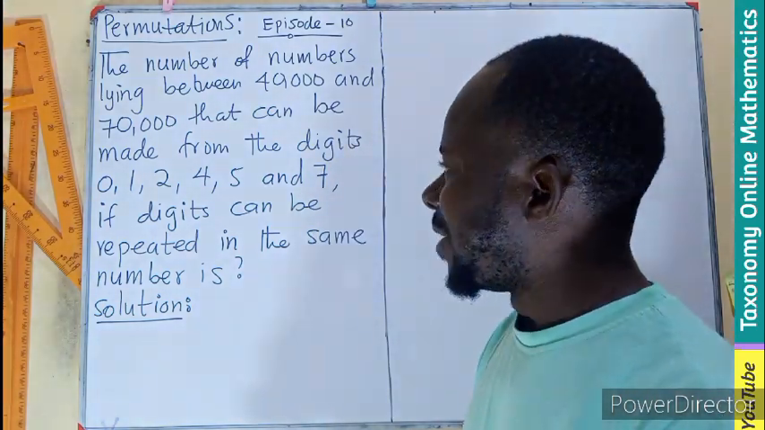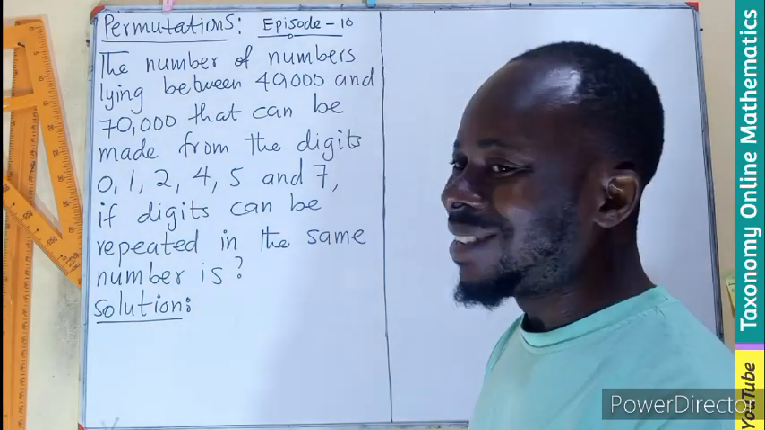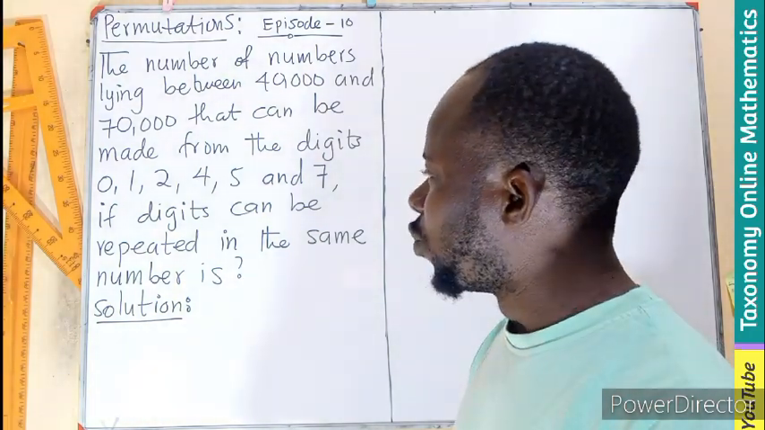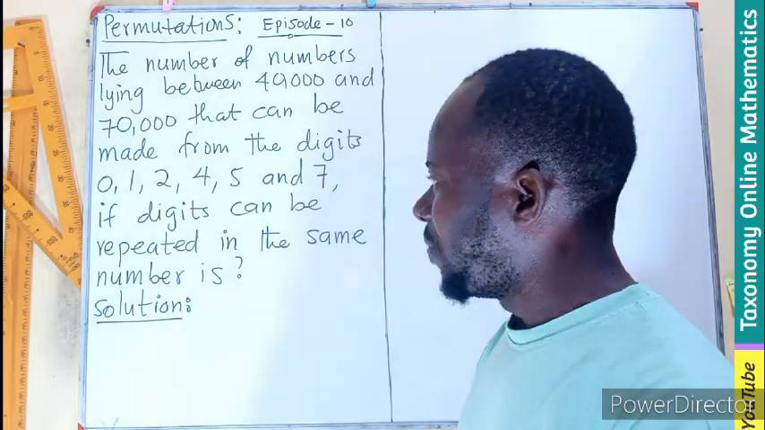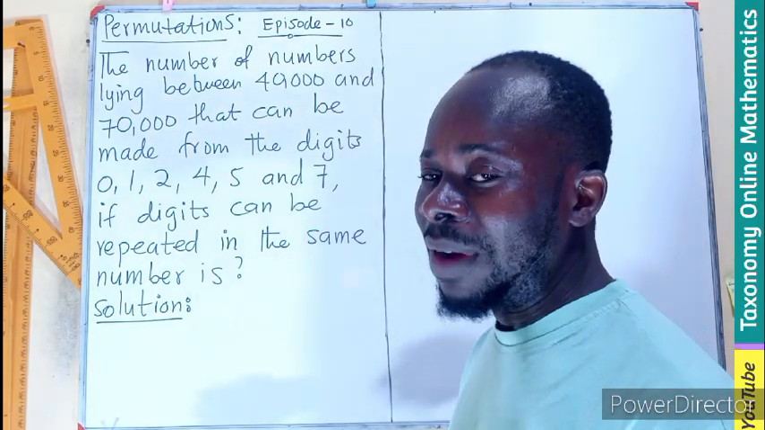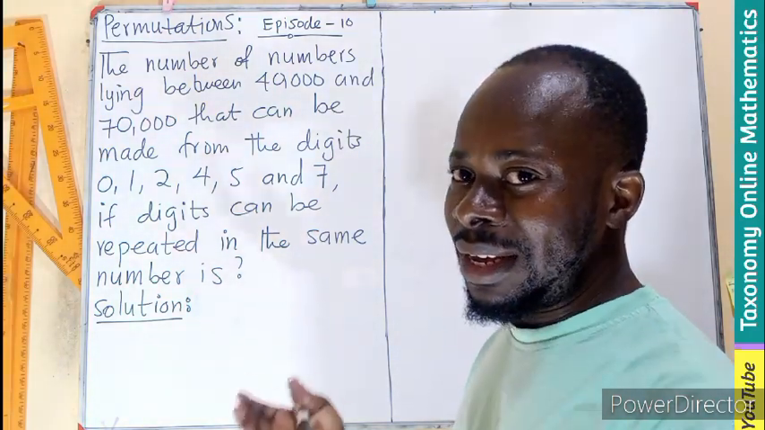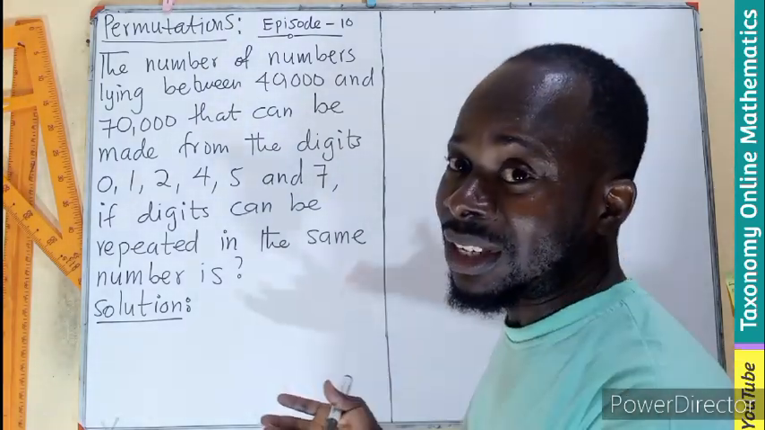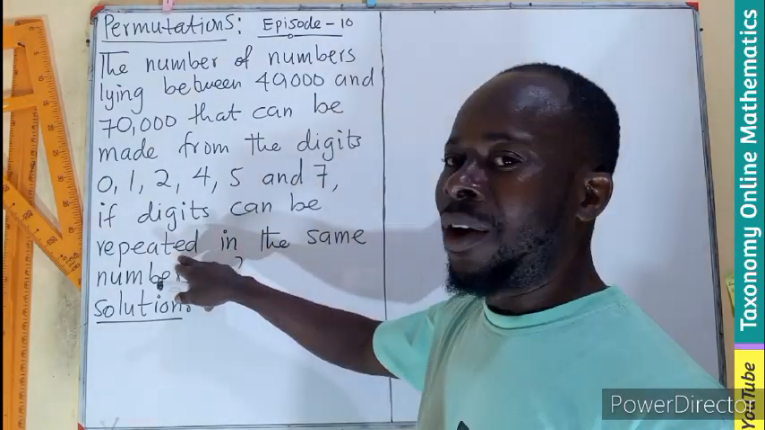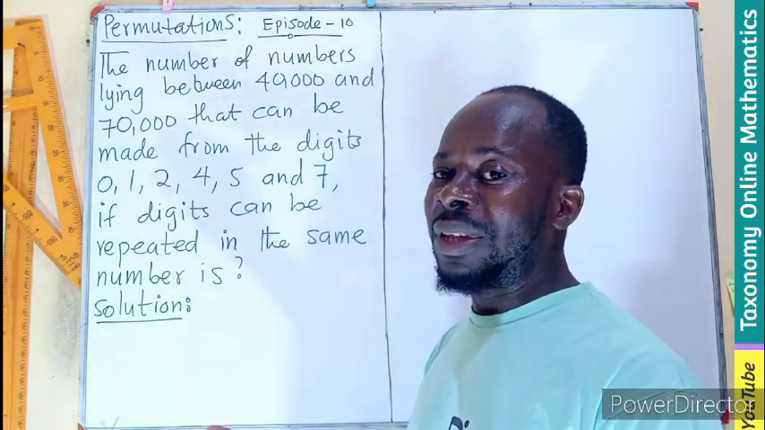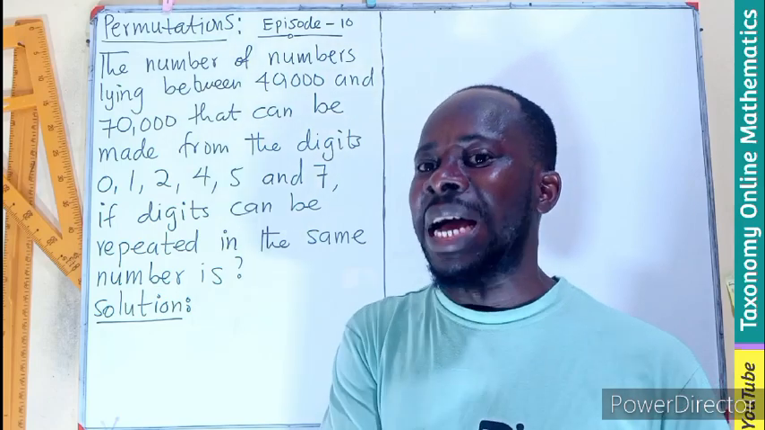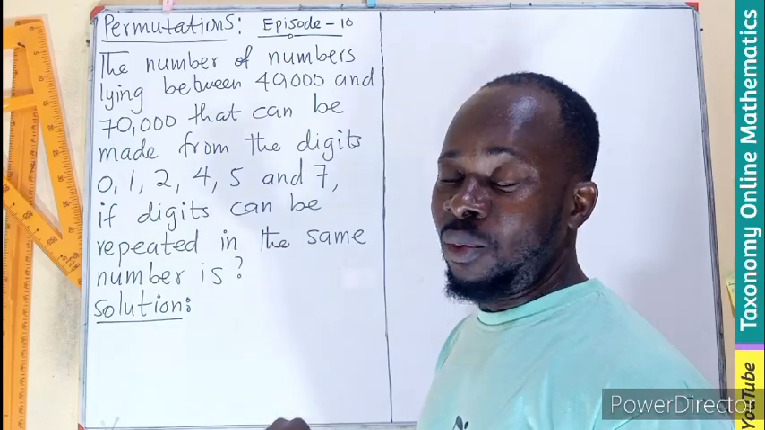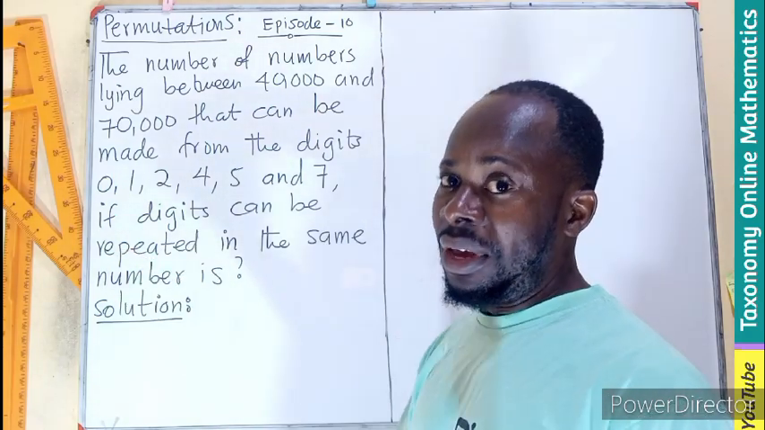The number of numbers lying between 40,000 and 70,000 that can be made from the digits 0, 1, 2, 4, 5, and 7, if digits can be repeated in the same number, is what? I think in the fifth or seventh episode, we had a similar question where the digits are not repeated. So if the digits are not repeated, we have a way by which it is done. In this case, where the digits can be repeated, it means that we can have 44444 as one of the numbers, right?